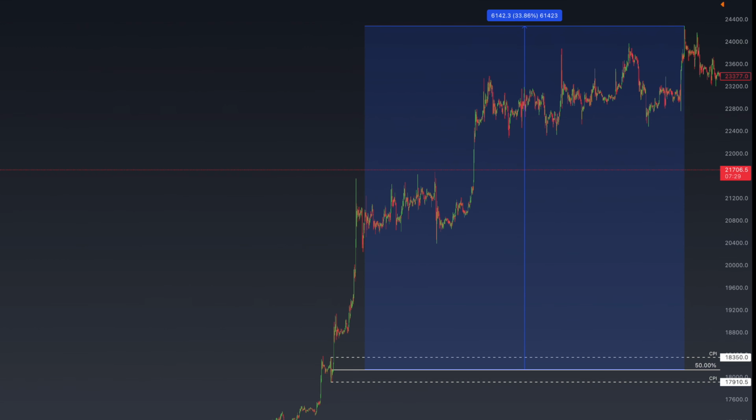Last month we showed you this technique for how to trade it, and it resulted in a 34% move on Bitcoin. It also can help you on Forex, gold, or the stock market. Let me show you again how it works.